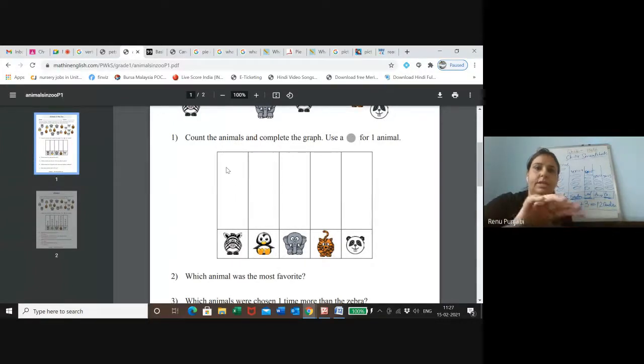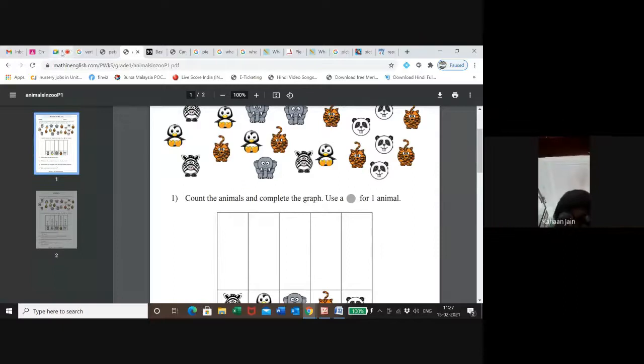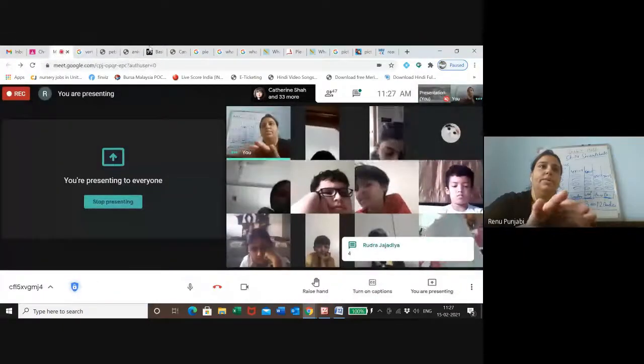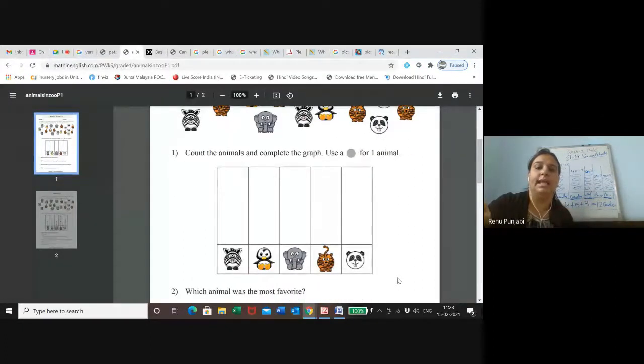Then come to the penguin. We will count how many penguins are there. 1, 2, 3, 4 penguins. So how many circles will we draw? Write in the chat box. 4. We will draw 4 circles. This way you will complete this, and then after completing, please mute your mic.